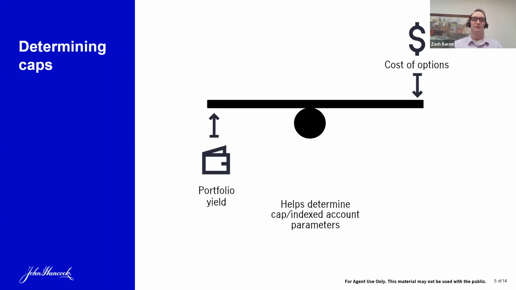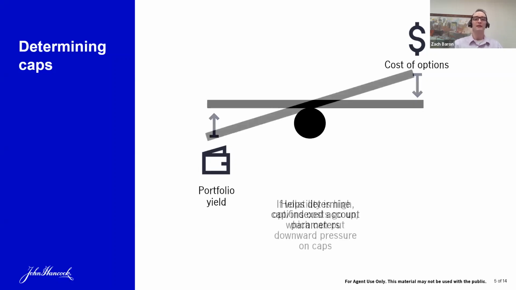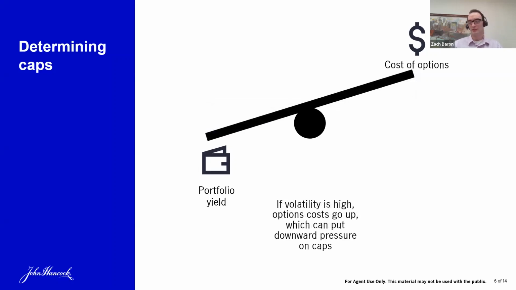Options costs are really determined by volatility, right? If the market is very volatile, the options cost will go up. And what we've seen over the last several years is that volatility has been very high, and it continues to be very high. Markets have been up and down and all over the place over the last year or so. And volatility has basically been high since the pandemic started, since like 2020. So we've seen that have a lot of downward pressure on caps because the cost of options have gone up.